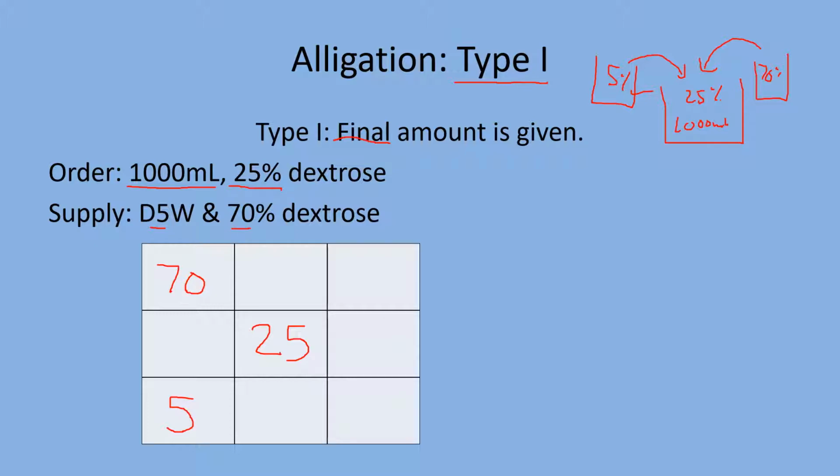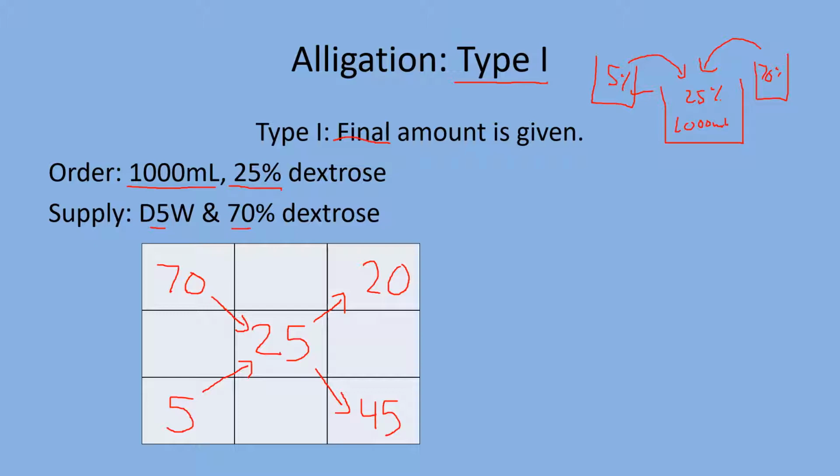Next step, you're going to find the difference. What's the difference between 70 and 25? 45. So no negative numbers, just the difference. The difference between 5 and 25, 20. All right. So these numbers represent parts. You don't have to know exactly what these numbers mean, you just have to follow the steps. So the order in the middle, your supplies on the left-hand side, and then find the difference diagonally.